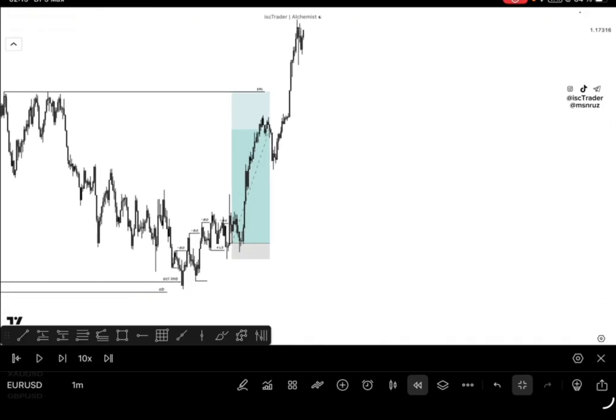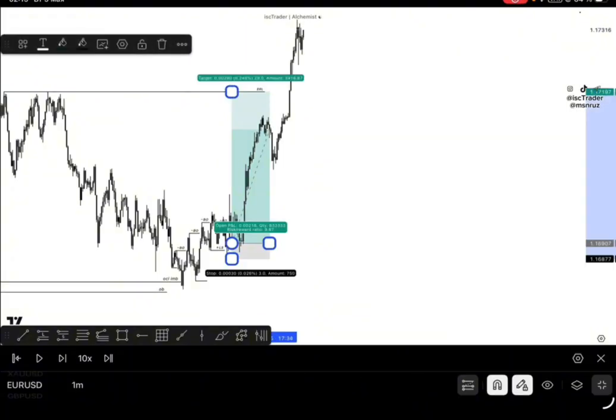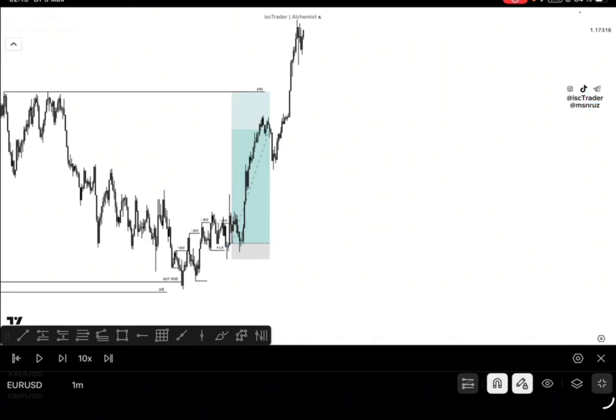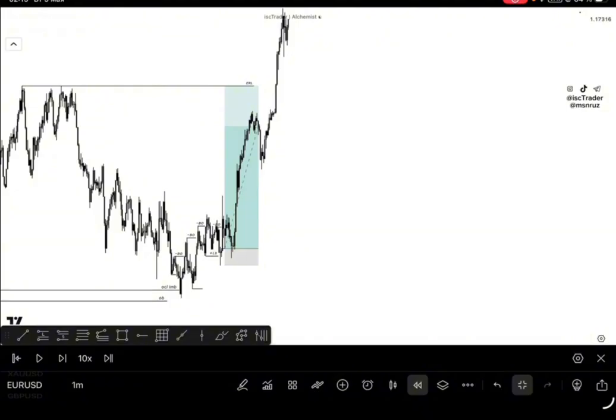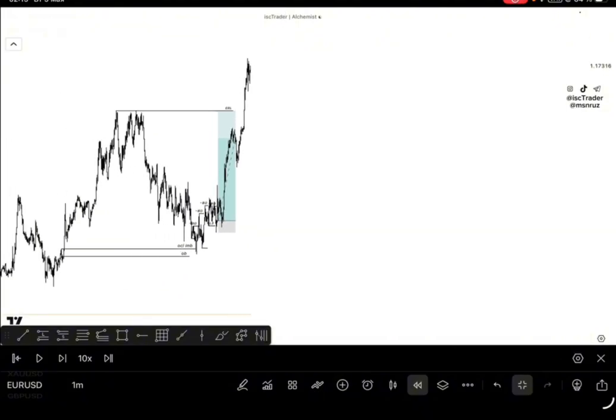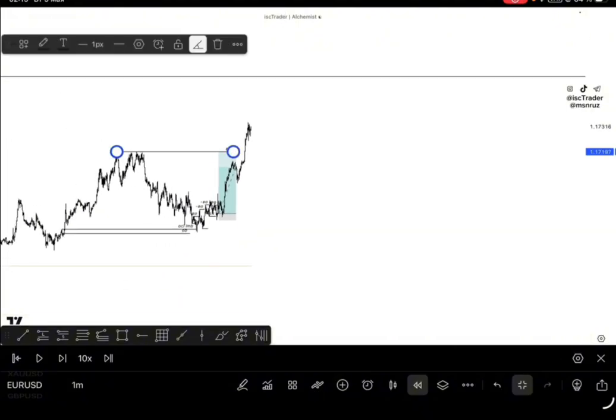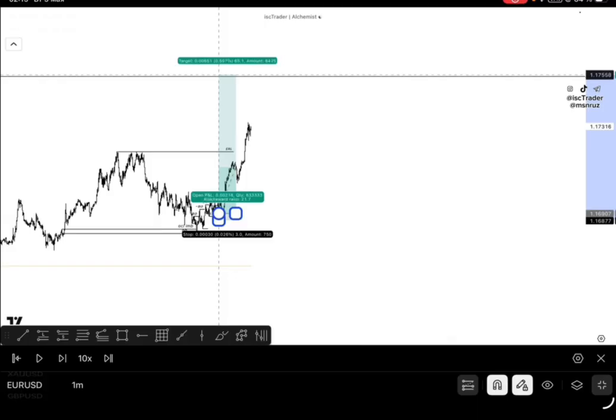It hit the first take profit. Risk reward 9. That is 10 risk reward. This 10 risk reward is a very good result. Okay. We will wait for the second take profit, meaning this is a full take profit.